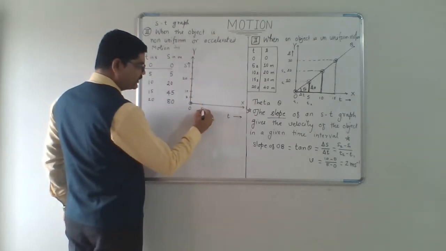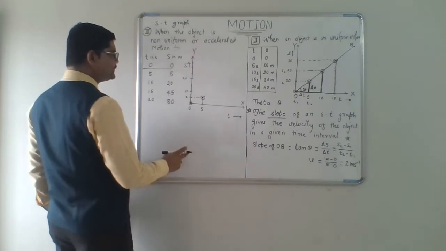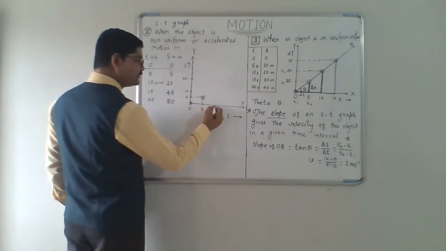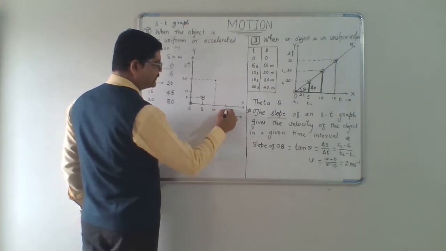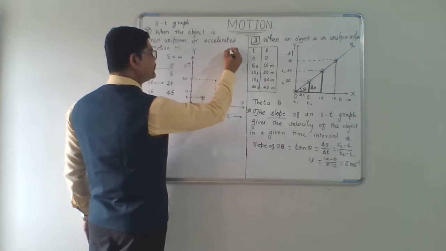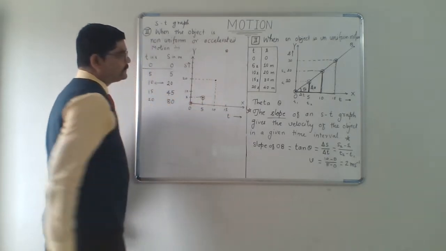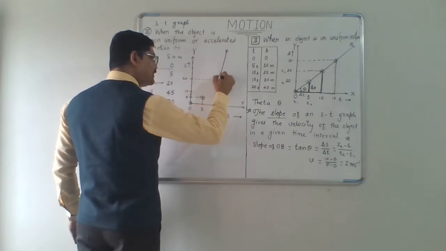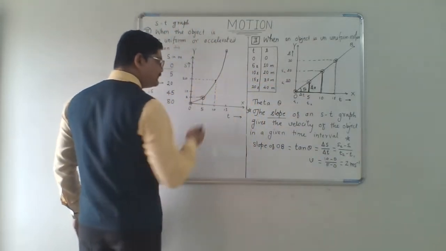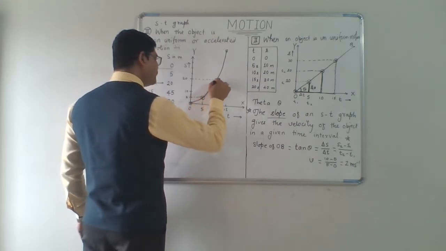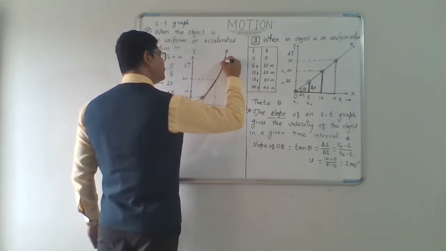So the first point, after 5 seconds the object will reach somewhere here. Then after 10 seconds the object is going to 20. And after 15 seconds the object is reaching 45. This point is going to come somewhere here. On the scale, you can plot it. So now, if the points are joined like this, the graph is not a straight line like we had seen earlier. Instead, it is a curve, and the curve is in such a way that it has a positive slope.